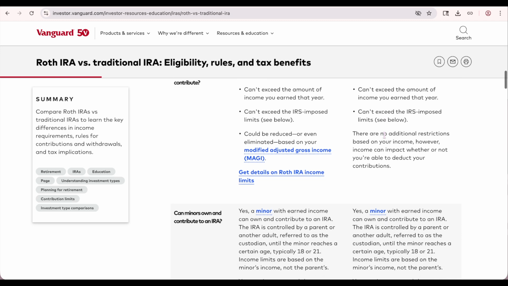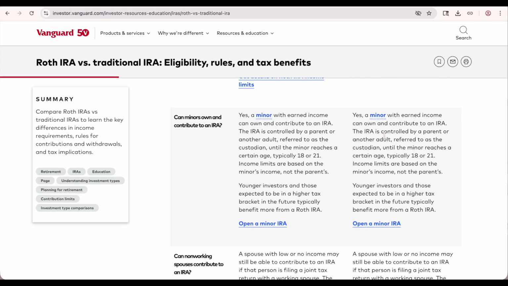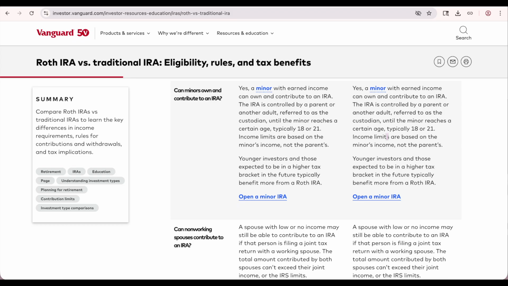So scrolling down, they're also talking about, of course, minors and whether or not they can contribute to an IRA. And the answer, of course, is yes. But in both cases, the IRA must be controlled by a parent or guardian until the minor reaches typically 18 or 21. And it's all going to be based upon the minor's income, not necessarily the parent's.